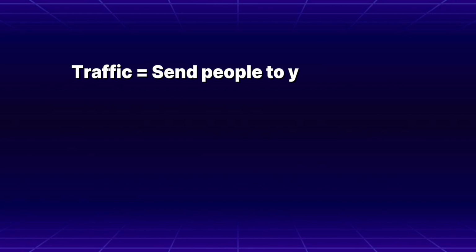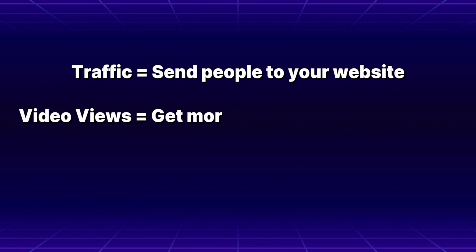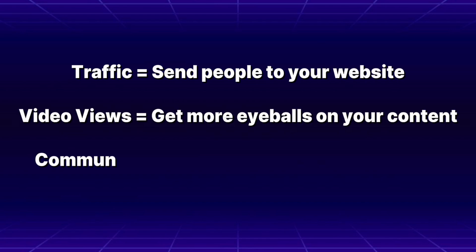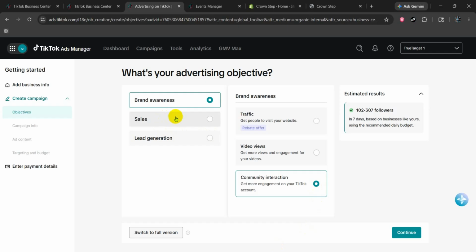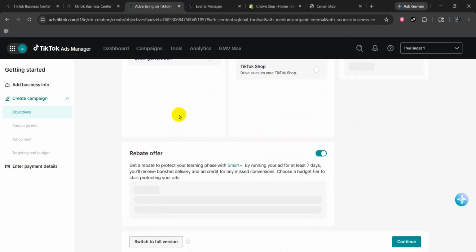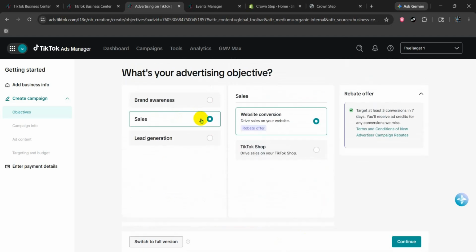So traffic means send people to your website, video views get more eyeballs on your content, and community interaction gains more followers. Now let's get into the big one, sales. This is the objective most of you watching this video are looking for. If you have a product and you want to see money coming into your bank account, this is where the magic happens. But you have two very different options here: website conversion and TikTok Shop.